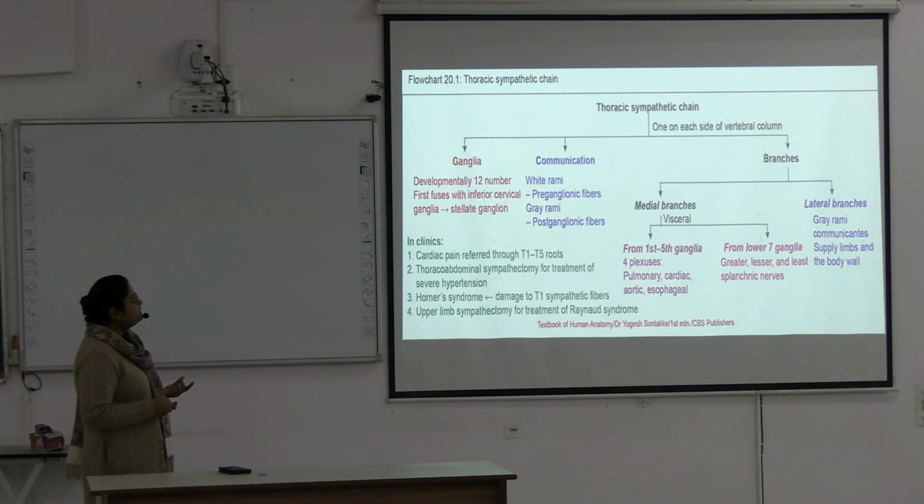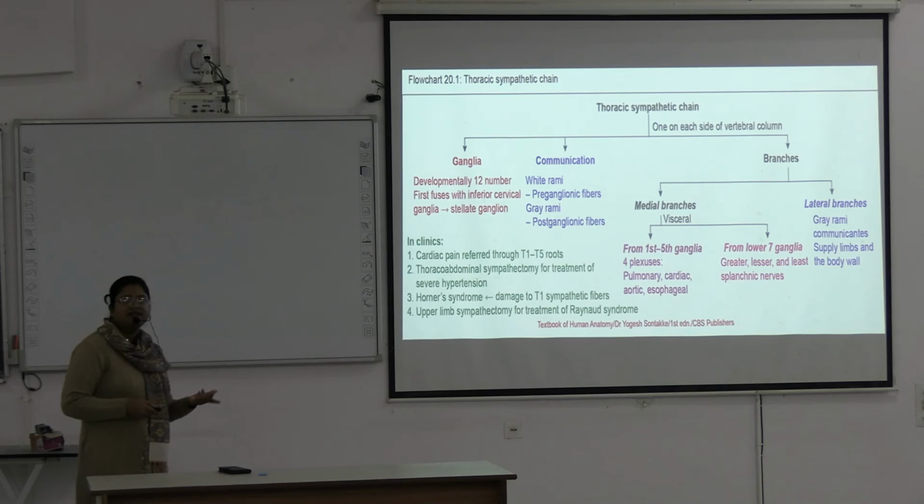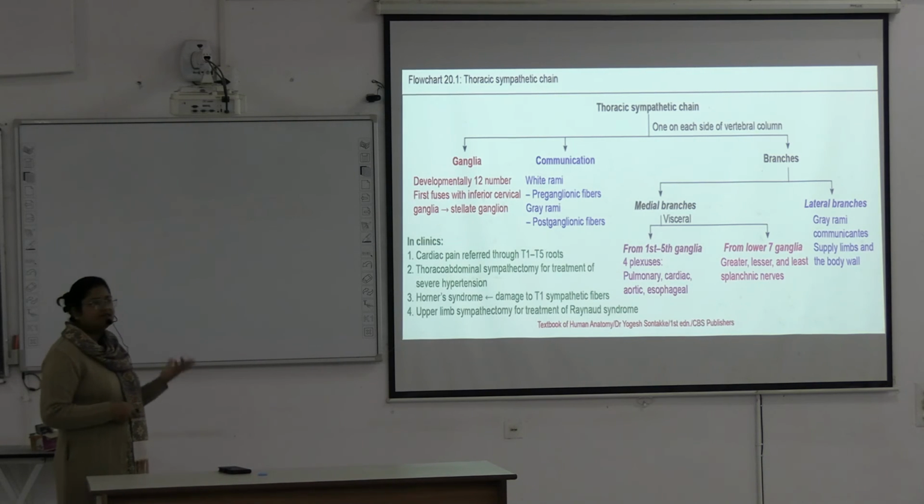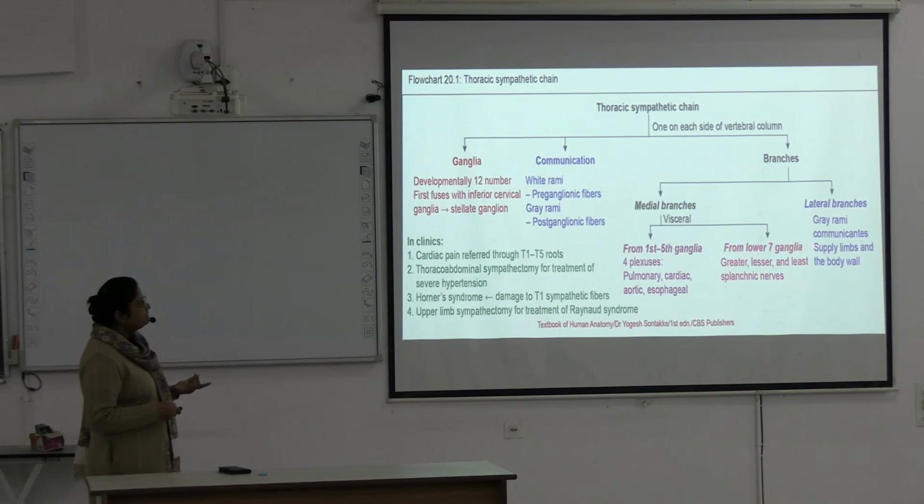Branches are medial branches and lateral branches. Medial branches are visceral branches. From the 1st to 5th ganglia, they form 4 plexuses, pulmonary, cardiac, aortic, esophageal, to supply the lung, heart, esophagus and great vessels. From the lower 7 ganglia, they form the splanchnic nerves, greater, lesser and least splanchnic nerves. And lateral branches pass through the gray rami communicantes and supply the limbs and the body wall. Okay, so this is the supply.